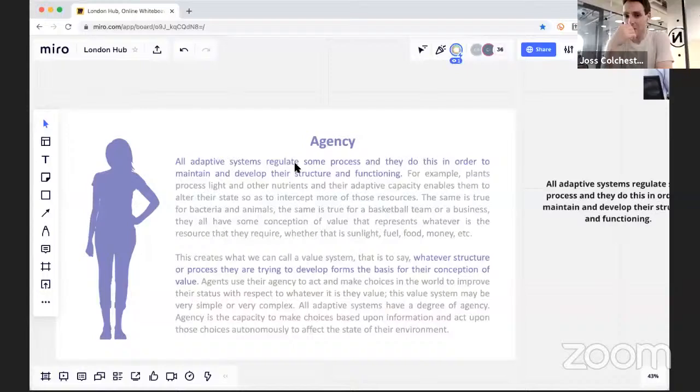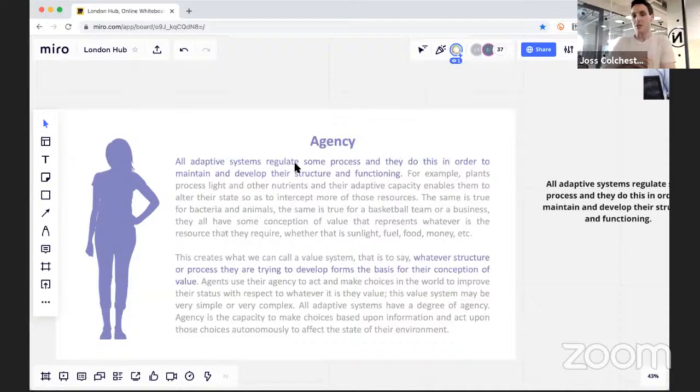The same is true for bacteria and animals. The same is true for a basketball team or a business, right? They're doing something strategically, and that helps us understand what they're doing and why they're operating the way they are.